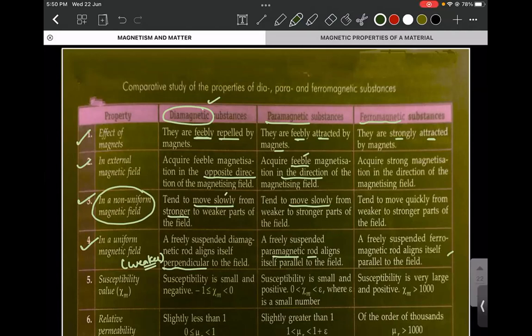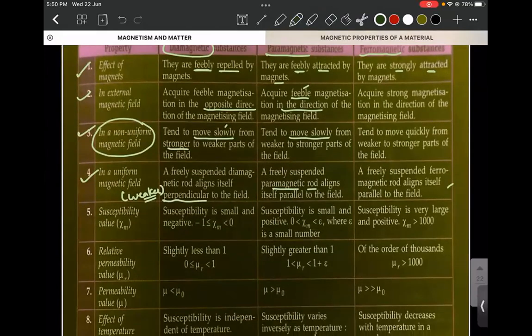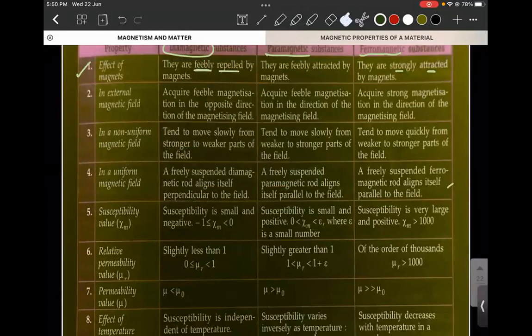Yes. So these are the 4 important points of how these materials will respond to the external magnetic field, whether it is uniform or non-uniform. The next question is, how will the susceptibility, means how easily a material can get magnetized, is what the question is.